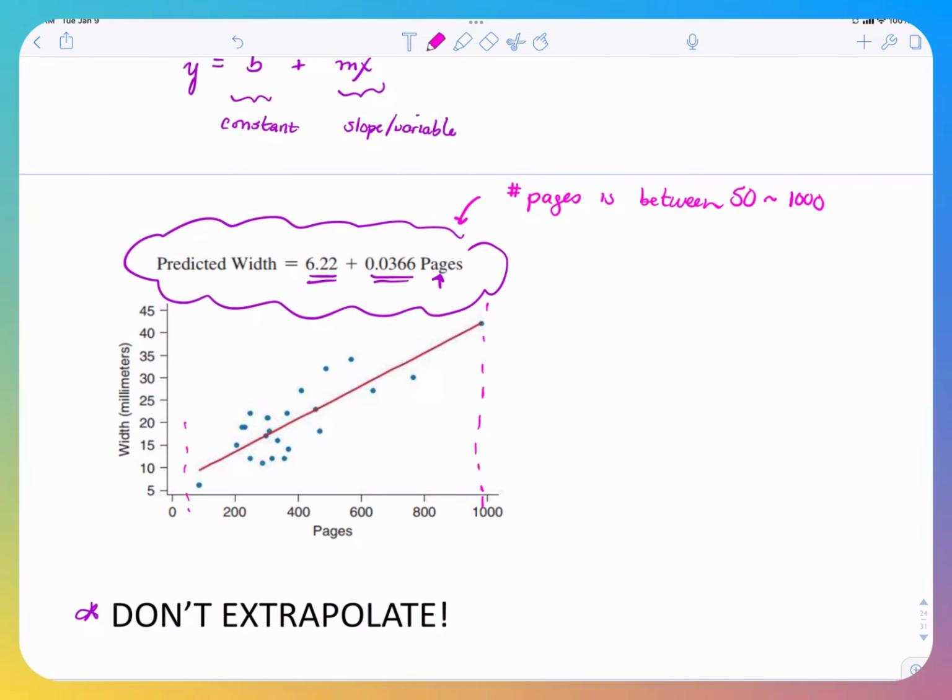We should not use this equation to predict the width of a book that has, say, 1,500 pages. Why not? Well, we see data here, but we don't know that the data pattern continues. So out here, say at 1,500, we have no idea what the data looks like. Maybe it declines, maybe it flattens out, we just don't know. So extrapolation is when you're trying to use the regression equation to predict values that are beyond the scope of your data. And the big message here is don't do it. Don't extrapolate. You can use this equation to predict any values within this range here, but farther out than that, you shouldn't use the regression equation.